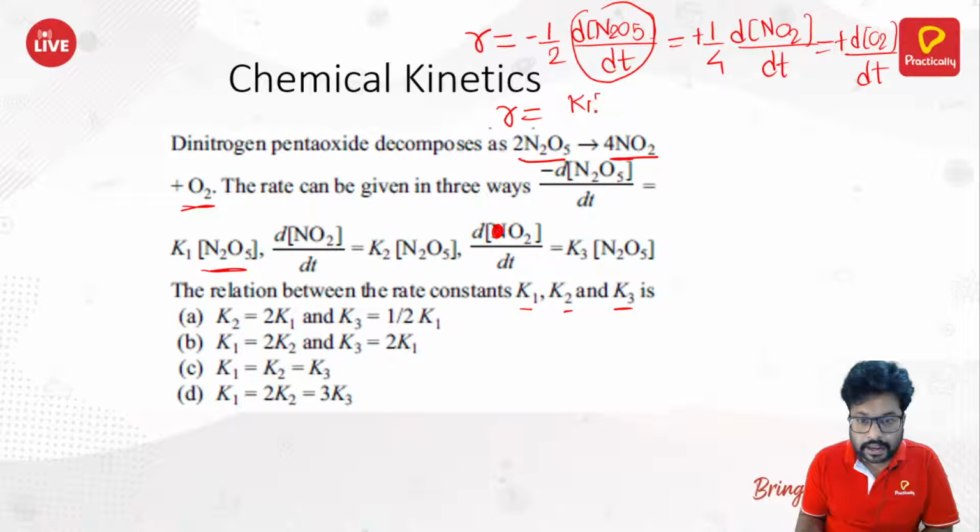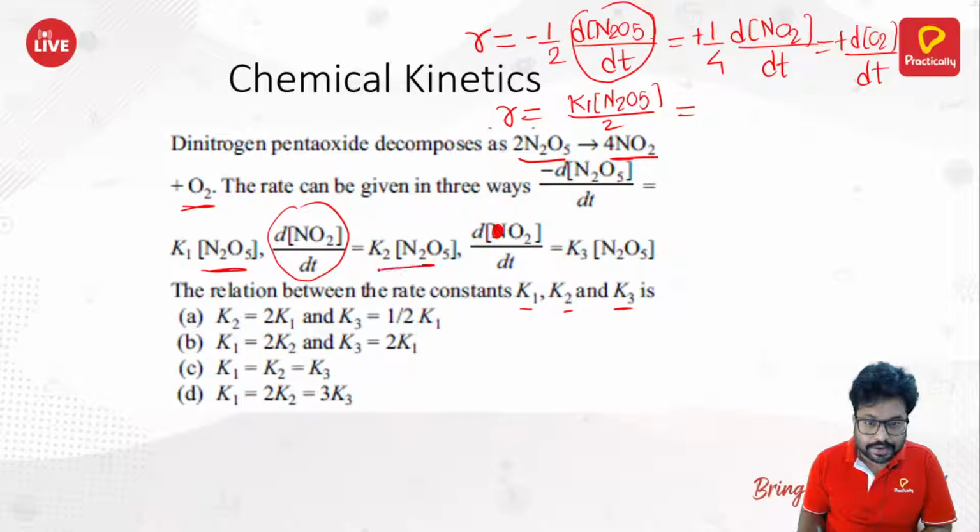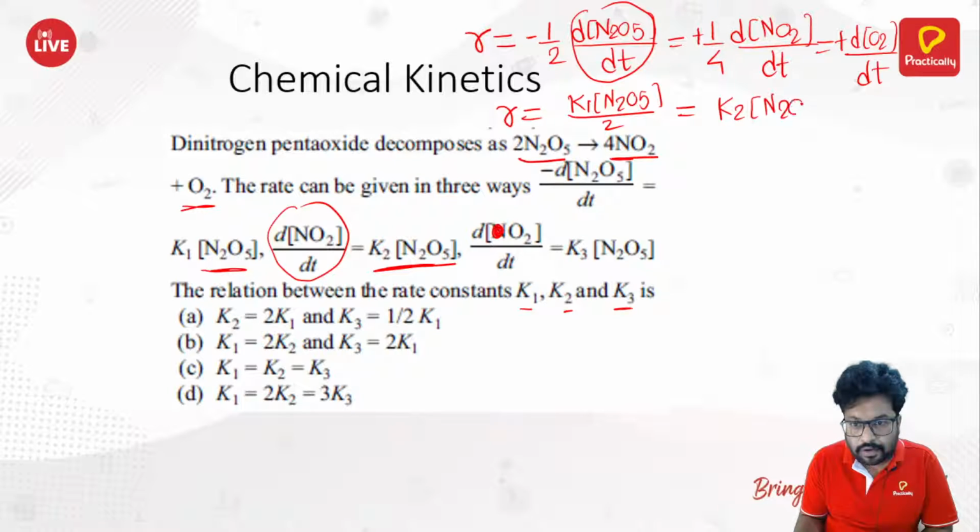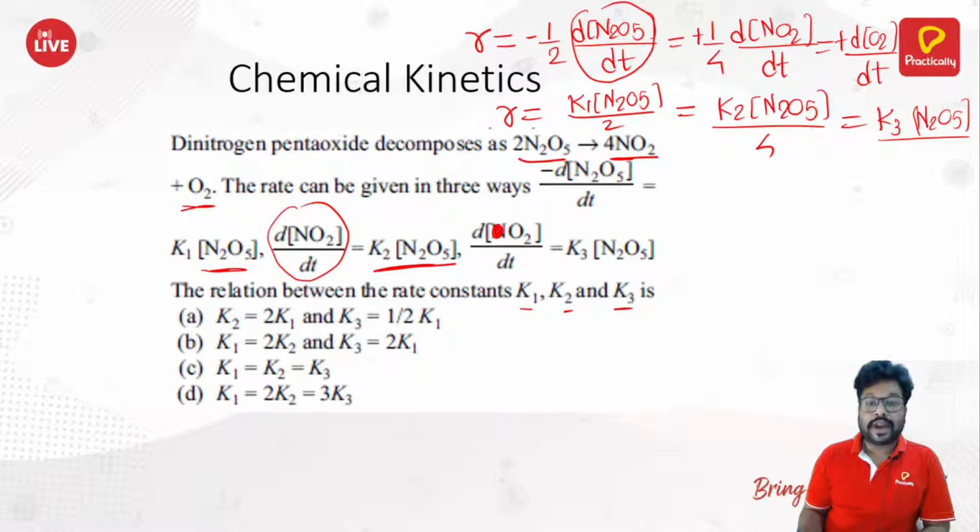So rate is equal to K1[N2O5] divided by 2, because 2 is right here. Then d[NO2]/dt is equal to K2[N2O5], so putting that value here, we get K2[N2O5] divided by 4, is equal to d[O2]/dt, which is again given as K3[N2O5].